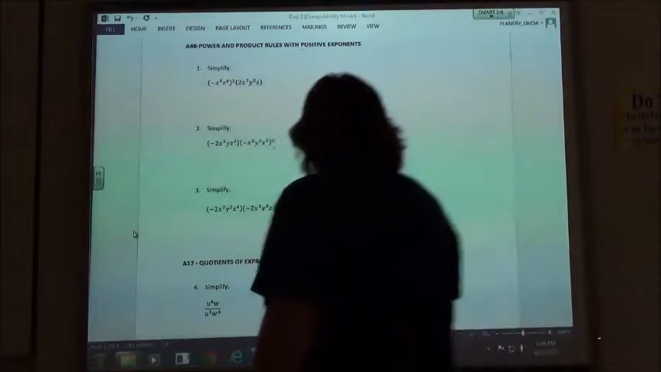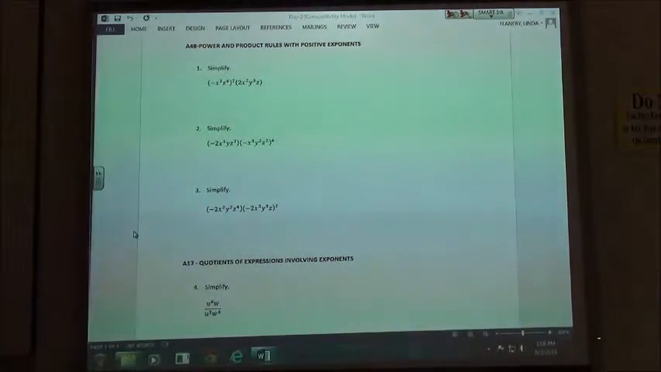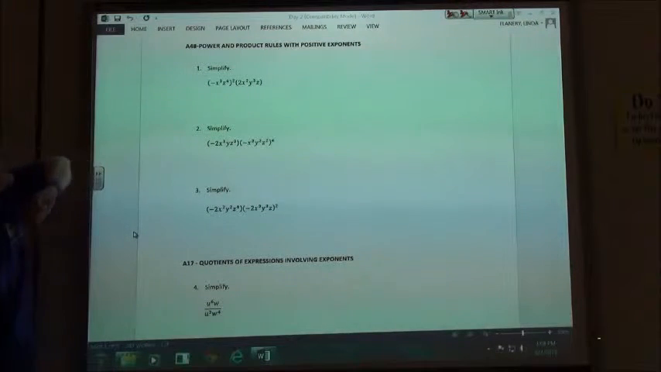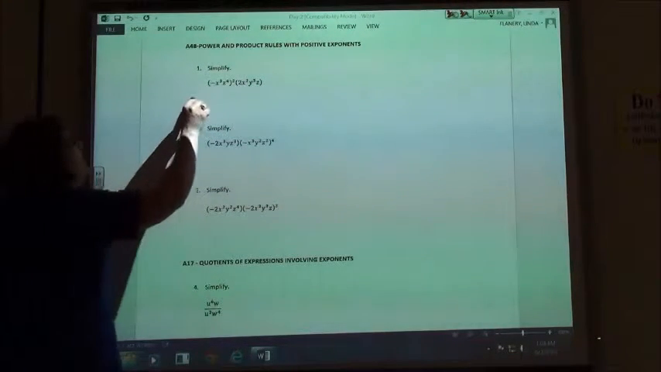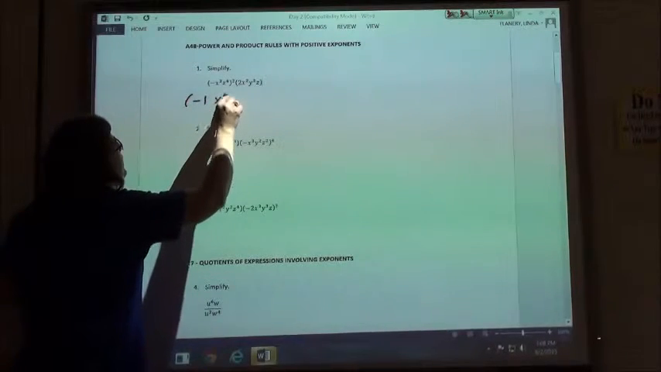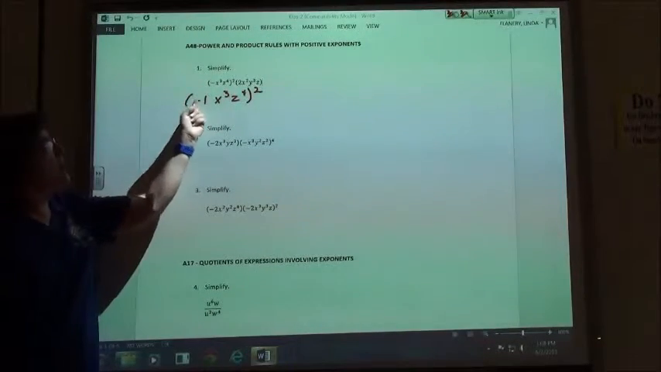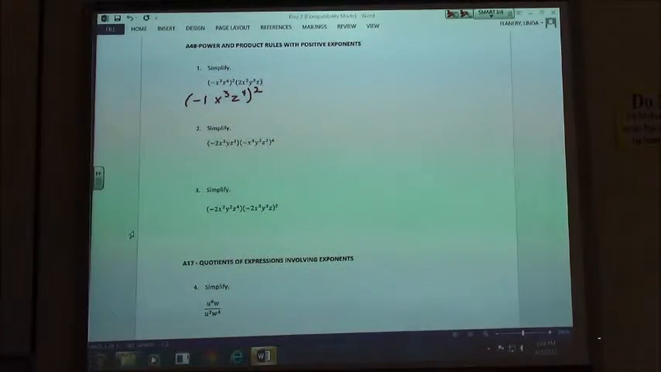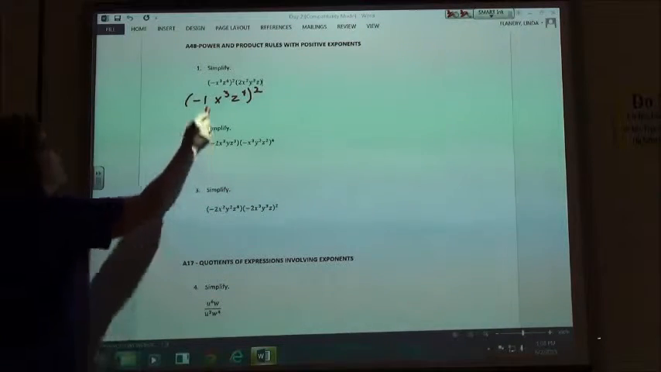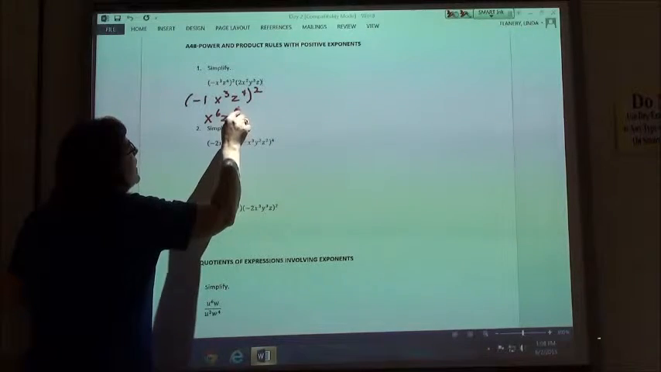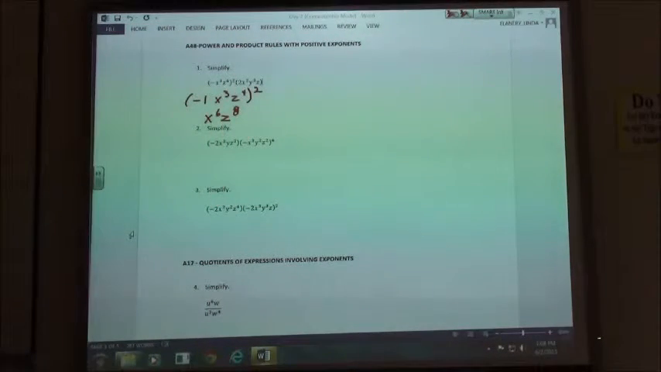All right, so the power and product rules with positive exponents. If we have an exponent on the outside of the parenthesis, we want to do that first. And you also want to keep in mind that that negative sign in front of that x is really a -1. So I'm going to write it like this: -1 x cubed z to the 4th, and I want to square that. So keeping in mind when I square a -1, negative times a negative, that becomes positive. Then I'm going to get x to the 6th and z to the, not 4th, 8th. Thinking ahead with that because I have to multiply my exponents there.